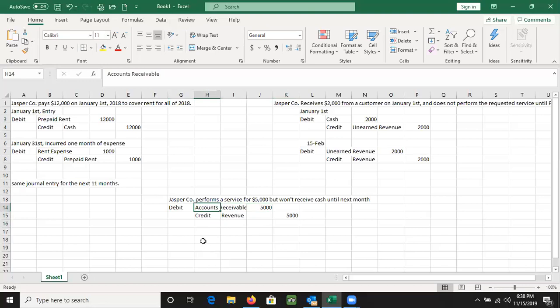Same thought process for an expense. If you incur an expense but you're not going to pay for it for a while, you debit the expense because it's incurred, and you credit accounts payable. Then you get rid of that when you pay the cash.